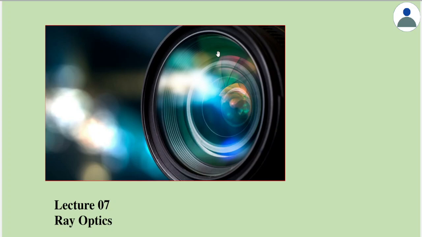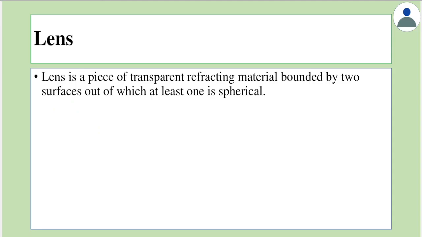Hello everyone. In the previous lecture, we have studied about spherical refracting surfaces. In this lecture, we will study about lenses. To begin with, a lens is defined as a piece of transparent refracting medium bounded by two surfaces, out of which at least one is spherical. So it will have a transparent material, and that material will have two surfaces, out of which at least one is spherical. That is called a lens.